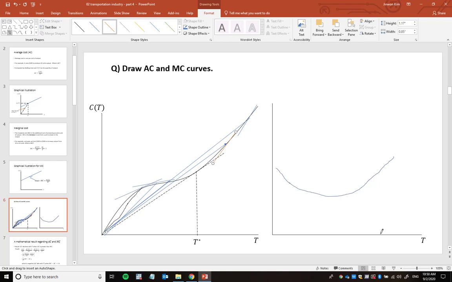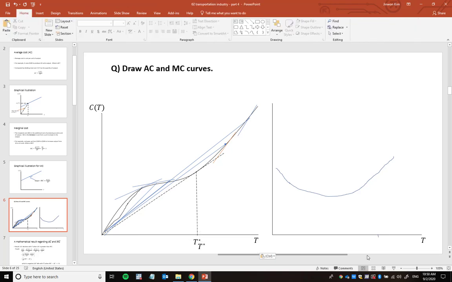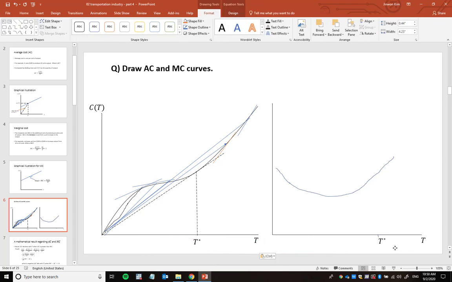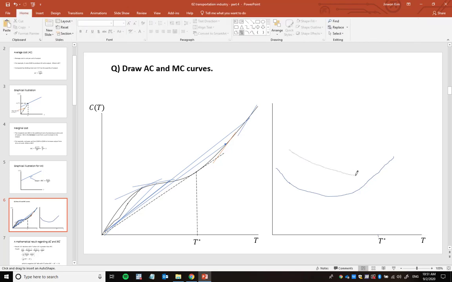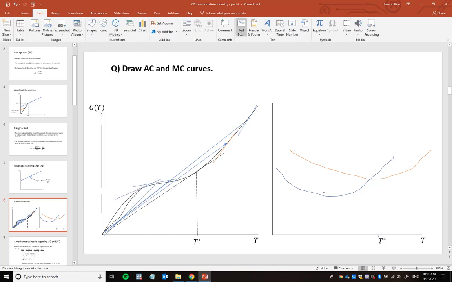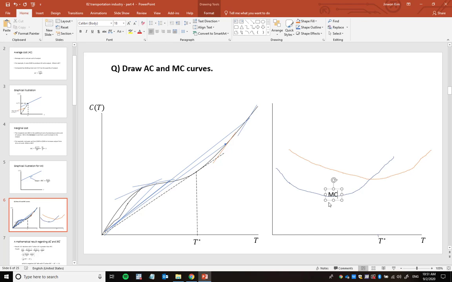So T star, let's first pick T star here. This is T star. And then before T star, marginal cost is less. But at T star, marginal cost intersects the average cost. So that you can draw like this. Okay, so that's average cost. So that's marginal cost. Then that is average cost.